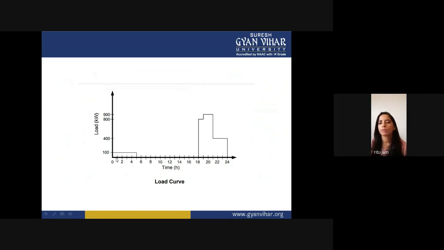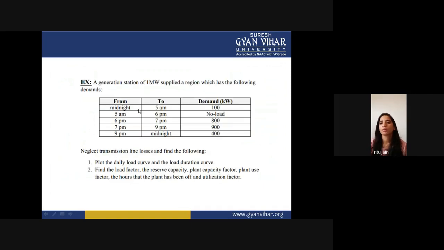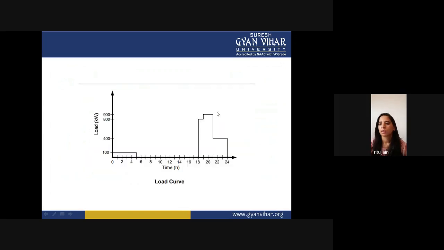So first we have to take time on x-axis, which is 24 hours. Then on y-axis we are taking the load. Okay, so first is your midnight to 5 a.m. you are using 100 kilowatt. So from midnight to 5 a.m. you are using 100 kilowatt.